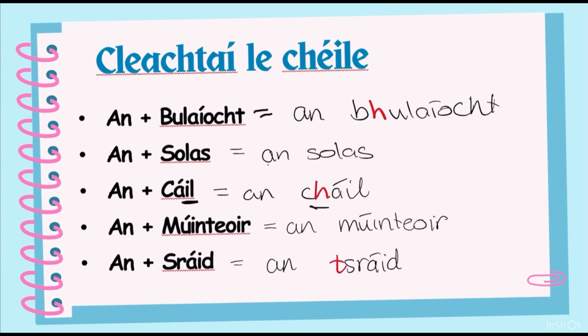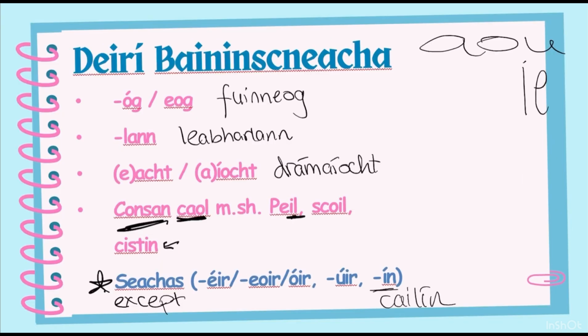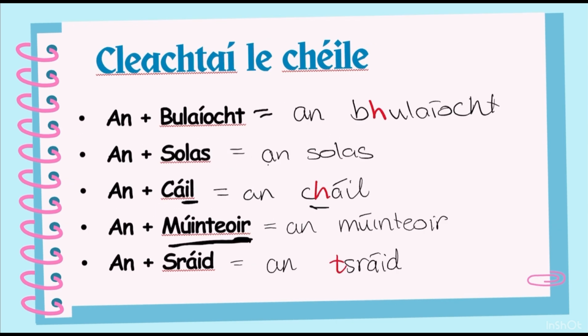On Moontor, I don't know if any of you got stuck with this one, but this does end with a consonant quail, so it looks feminine. It ends with a consonant and the last vowel is I, but if we recall, that is actually one of our exceptions. So Moontor is just on Moontor, so it's masculine. On Troid ends with a consonant quail, so it's feminine, so it gets a T before the S, baininscneach.